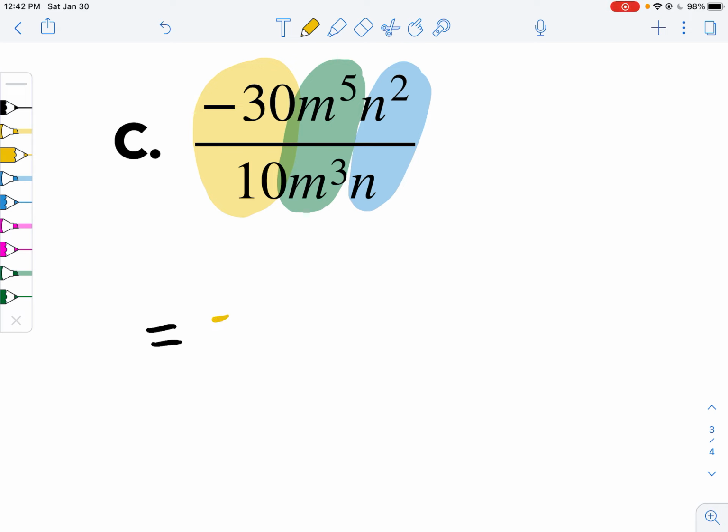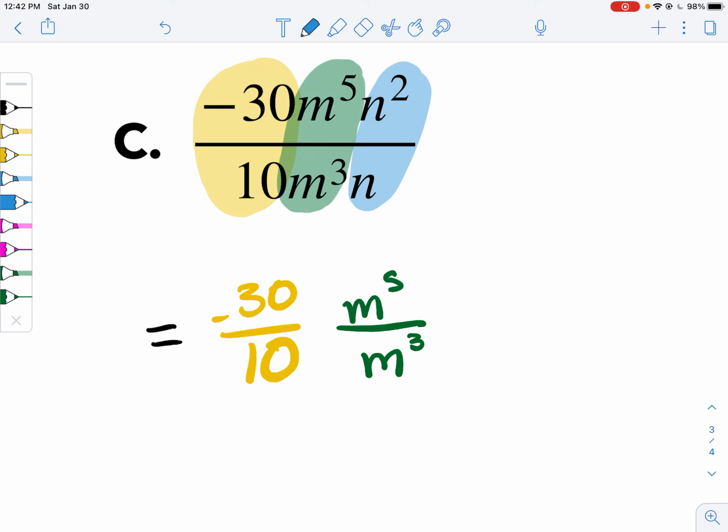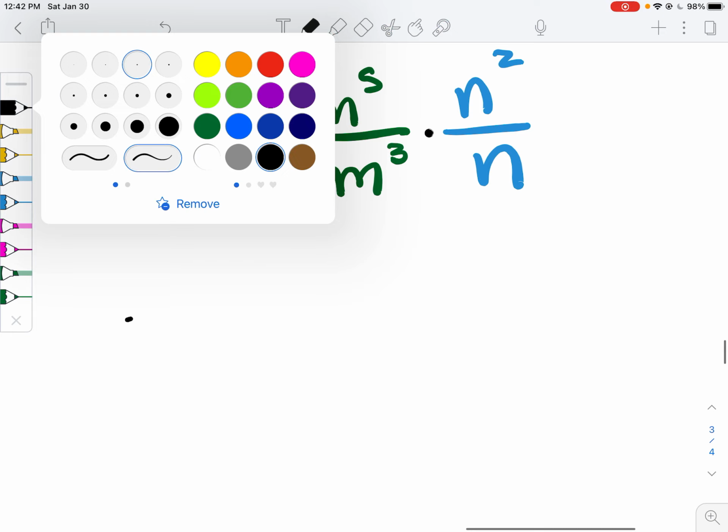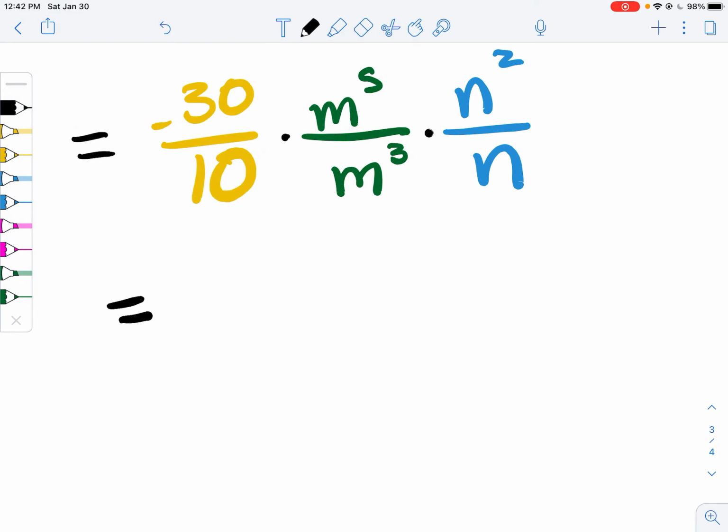Okay, so we've got negative 30 over 10, times M to the 5th over M cubed, times N squared over N. We're going to just treat them all like their own individual problem. Let's start with the coefficients. Well, that's easy. What's negative 30 divided by 10? Negative 3. Cool. Next, we've got M. We need to subtract the powers: 5 minus 3.